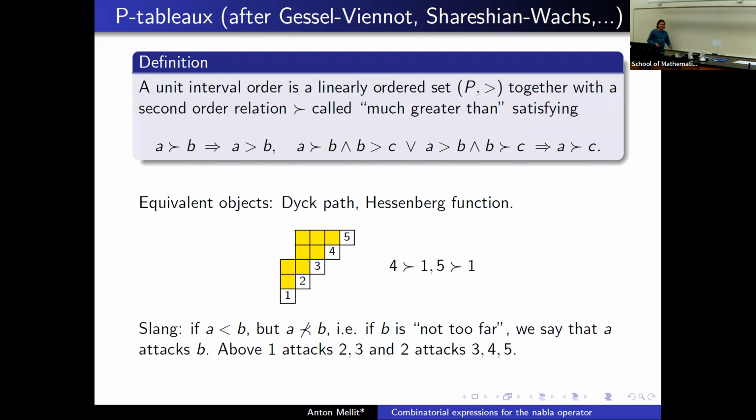Okay, so all this is very much inspired by the paper by Haglund, Haiman, and Loehr about explicit combinatorial formulas for Macdonald polynomials. They have all these attack things. It's just sort of an axiomatization of that.